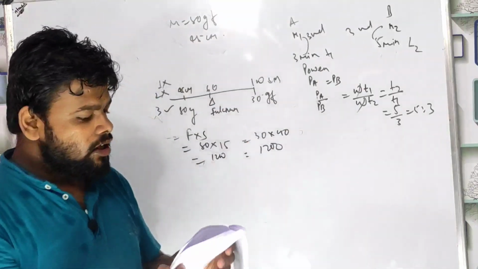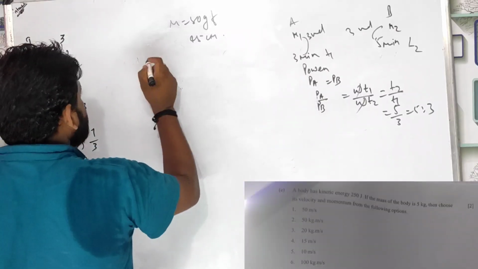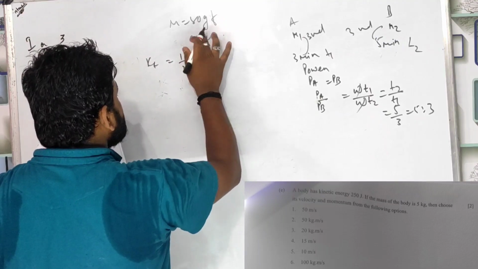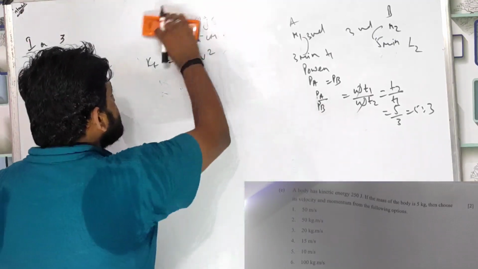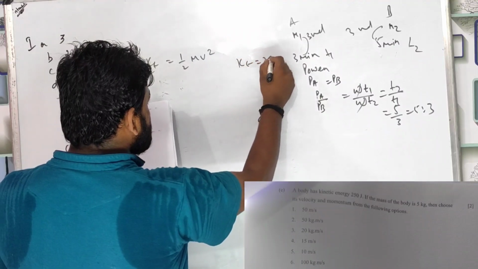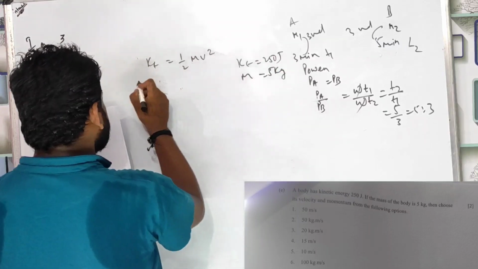Now E. So what to do? Kinetic energy is given. Kinetic energy equals half mv square. What is the KE? The kinetic energy is given, which is 250 joule. Mass is given, what is it? 5 kg. So simple, put in the formula.